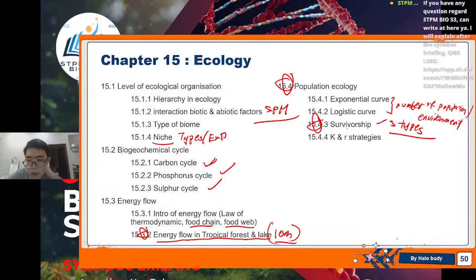If it comes out in an essay question, you are very lucky, because if you just name the three types of survivorship, you already get 3 marks. Type 1, type 2, type 3. But you need the definition too; without explanation you will not get the 3 marks. But it is very easy. And another one is K and R strategies. This is where different types of species or organisms have different types of strategy.